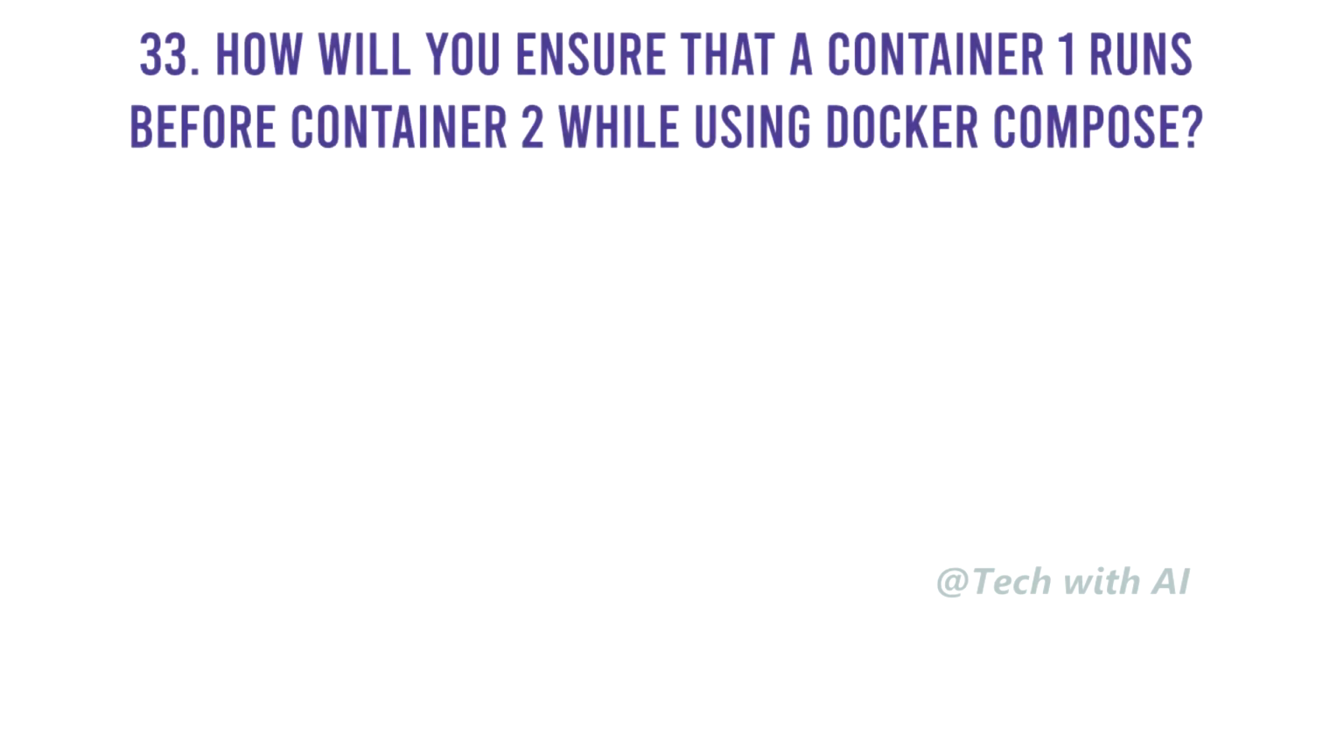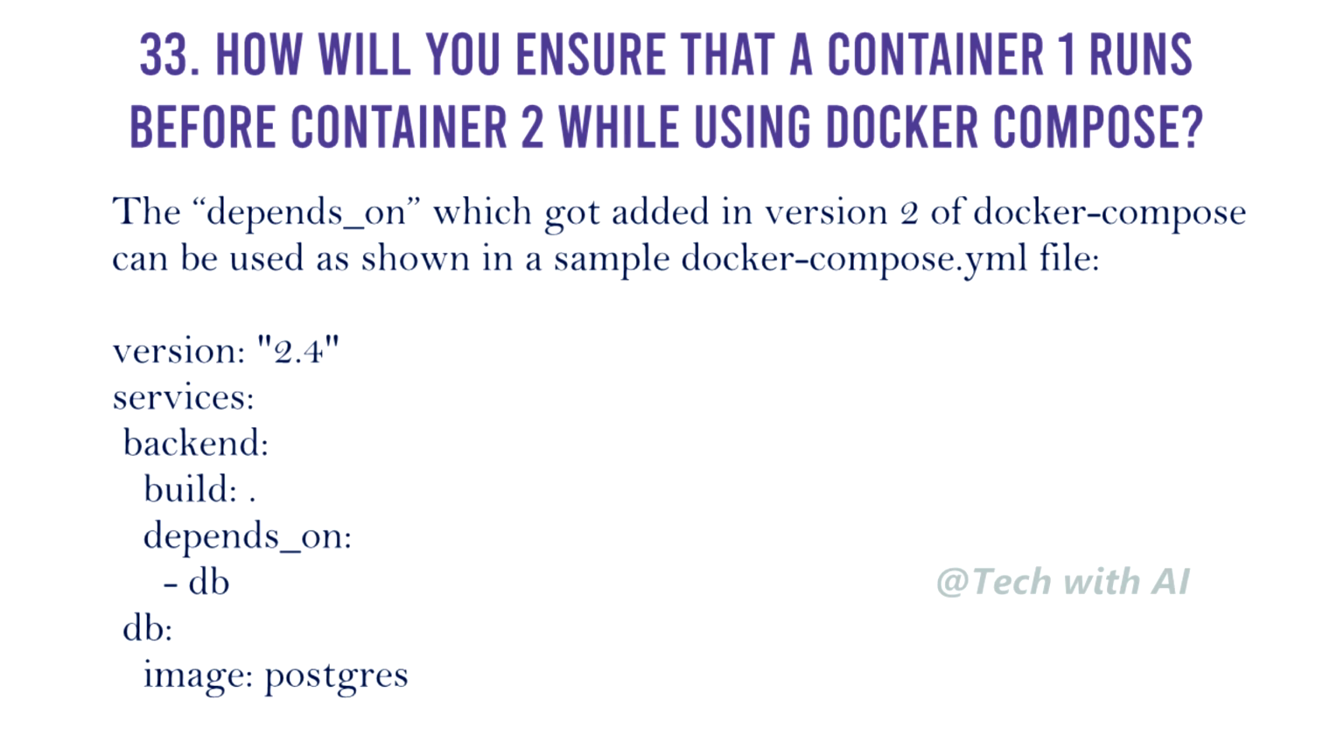How will you ensure that a container 1 runs before container 2 while using Docker Compose? Docker Compose does not wait for any container to be ready before going ahead with the next containers. In order to achieve the order of execution, we can use the depends_on, which got added in version 2 of Docker Compose, as shown in a sample docker-compose.yaml file.